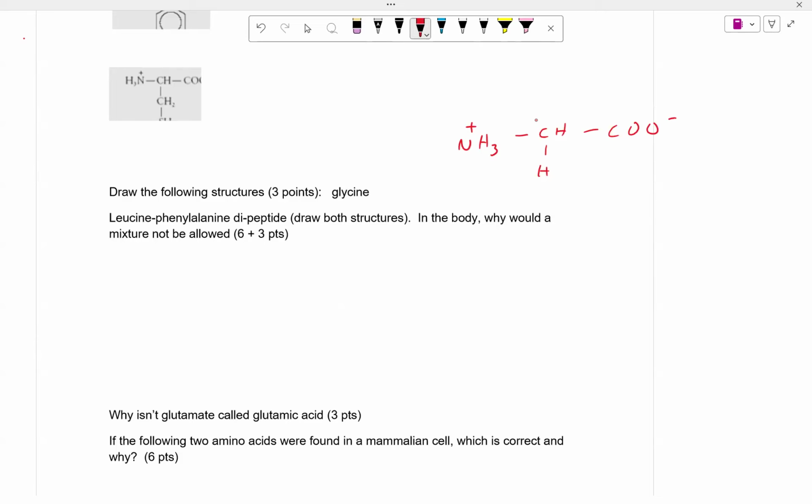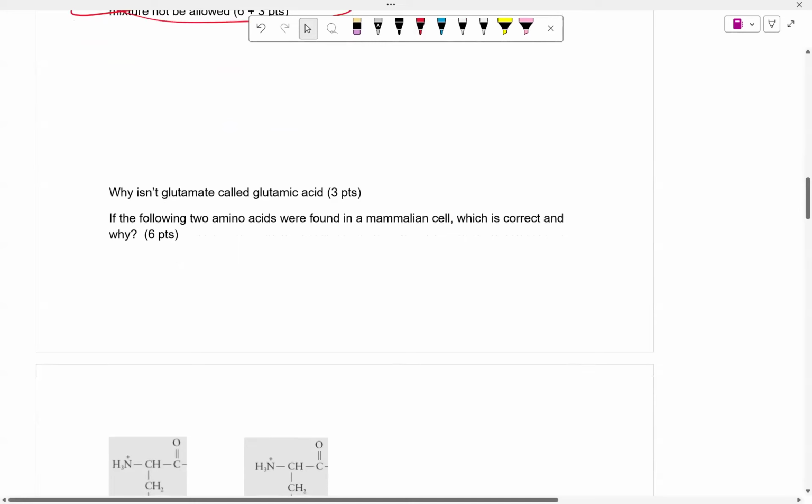Here you're just drawing the structure of amino acids.